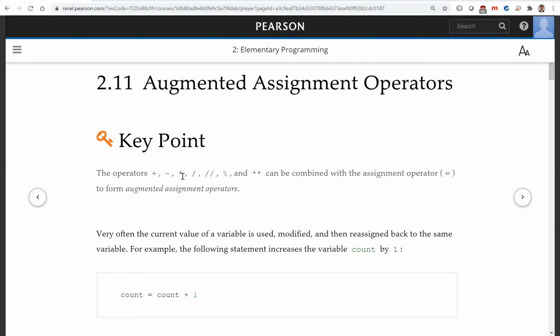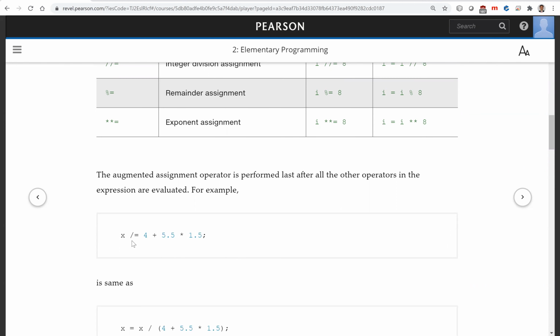The augmented assignment operator is performed last, after all the other operators in the expression are evaluated. So I have this multiplication, then addition, and the result is now performed with x. x divided by the result is assigned to x.